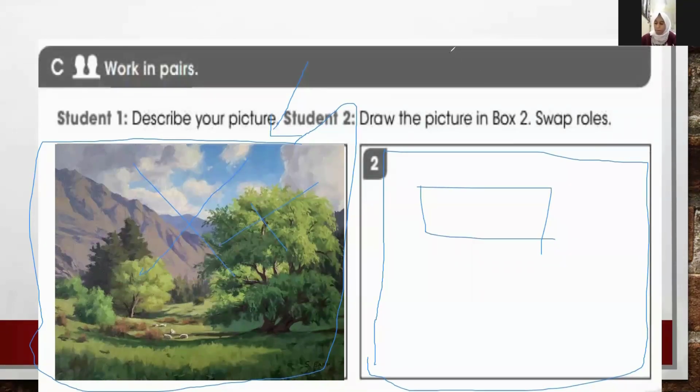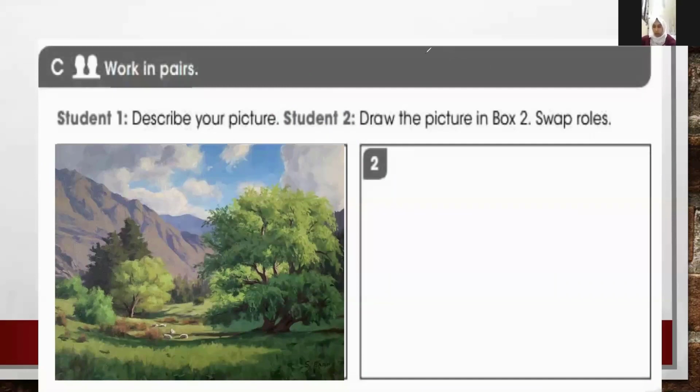Now Serene, did you finish? I need any picture, Serene, any picture. Yes, I finished. Very good. Can you show us your picture? No, show it to Fatima.